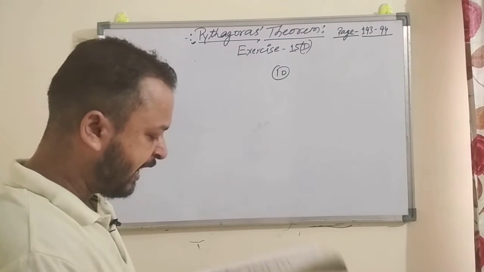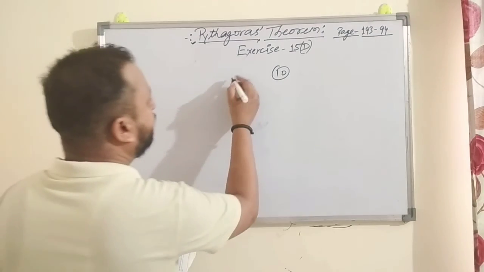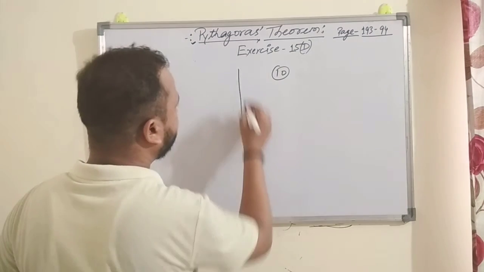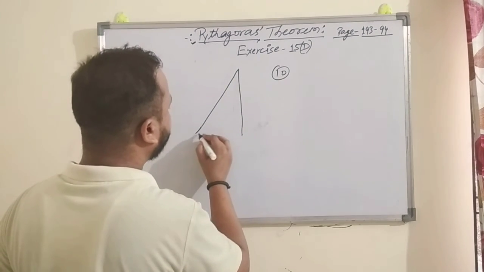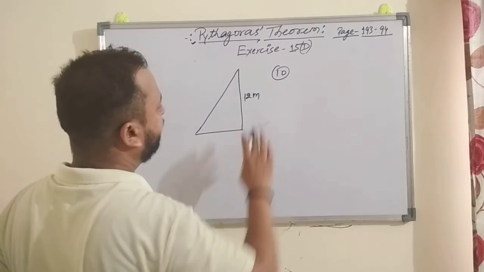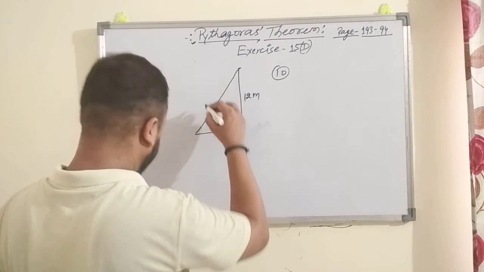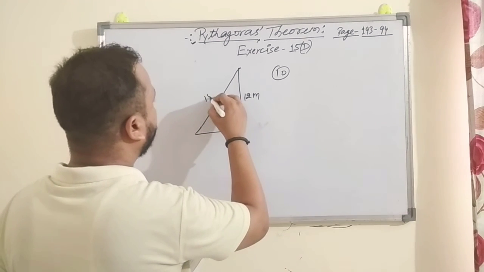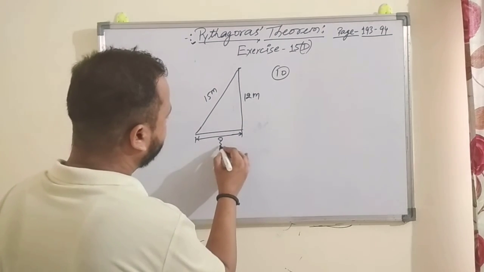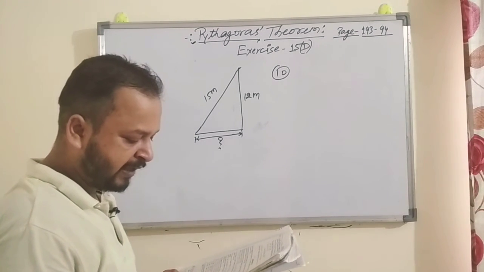A 15 meter long ladder is placed against a wall to reach the window of 12 meter height. If this is the wall and this is the ladder, the figure is given in the book, right? So this is 12 meter high, here the window is, and this is the ladder which is 15 meter long. You have to find the distance of the foot of the ladder from the wall.